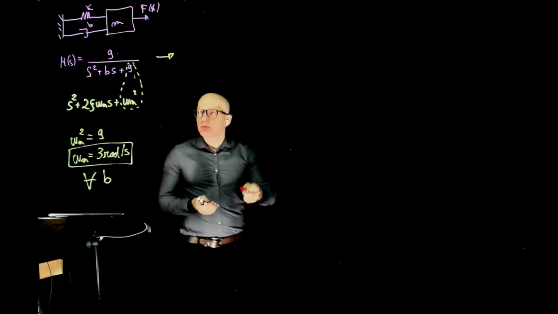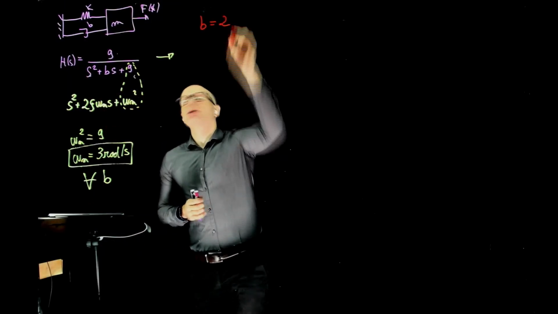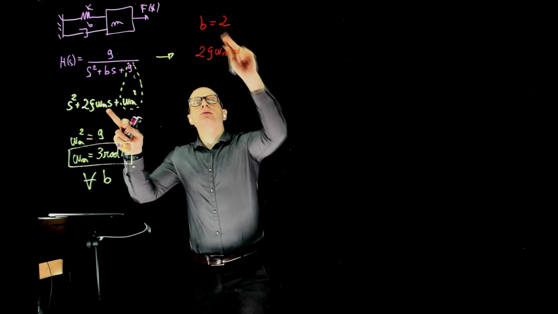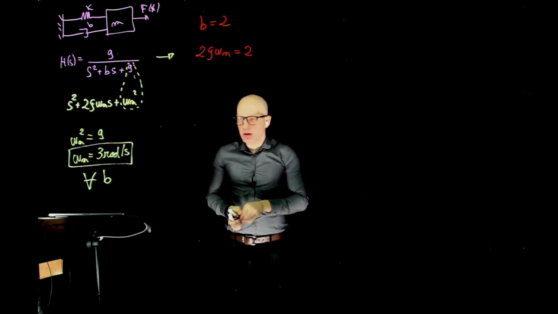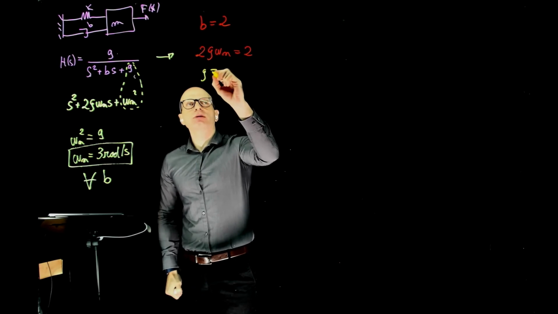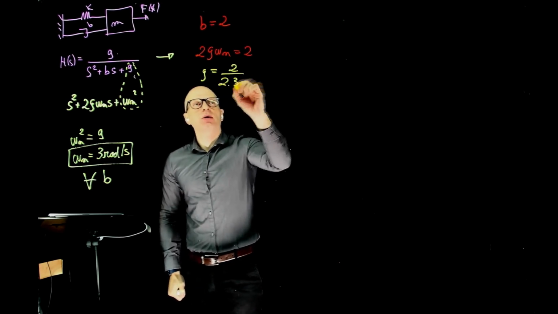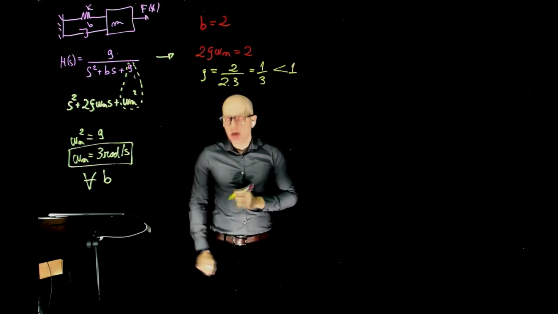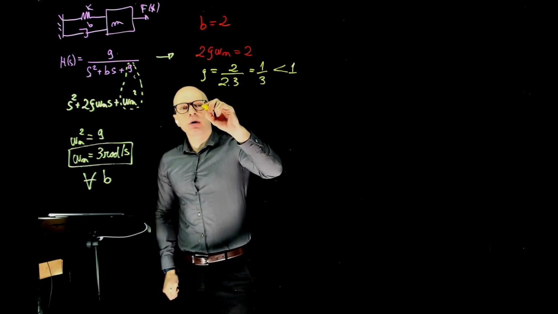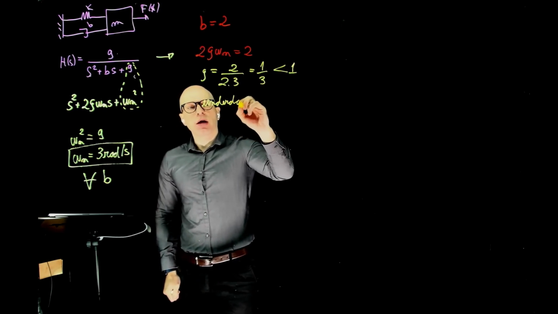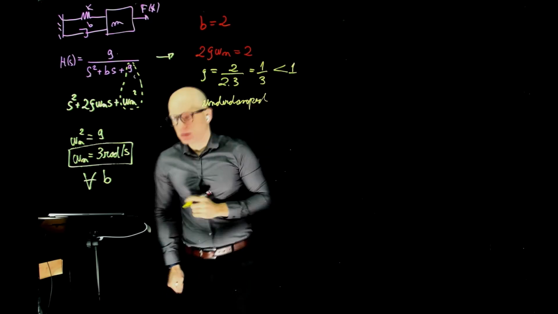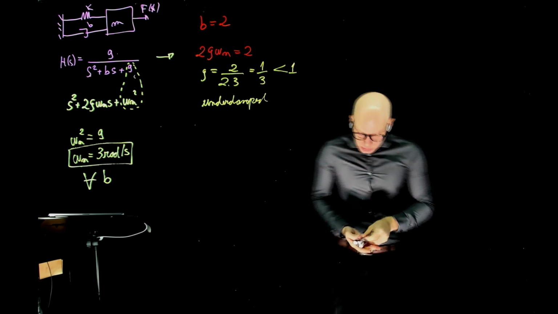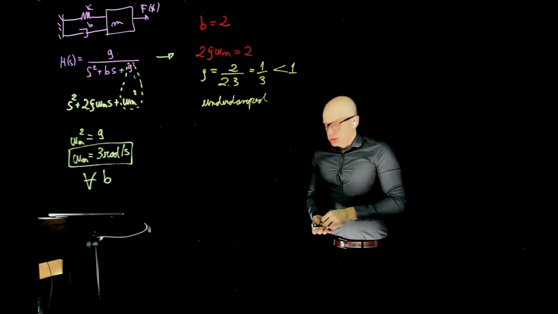Okay, so now B equals 2. When B equals 2, we have 2 zeta omega n equals 2. Omega n is still 3. That doesn't change. Zeta equals 2 over 2 times 3, equals 1/3. So this is smaller than 1, and this characterizes an underdamped system. So what should we expect to see as a result?